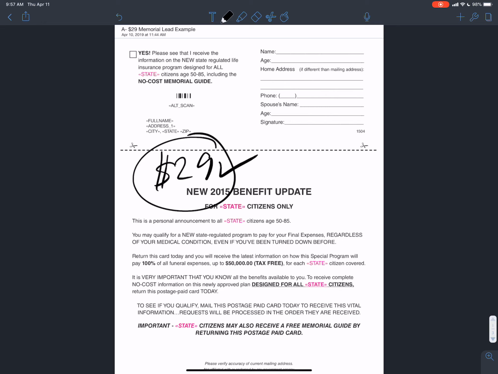So you can kind of see on this lead, kind of go through it. Let's see if it talks about insurance. State-regulated life insurance program, no-cost memorial guide. Even that part has to do with insurance, right?